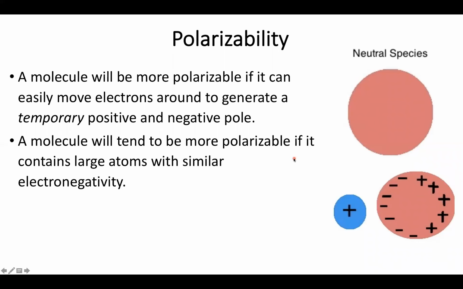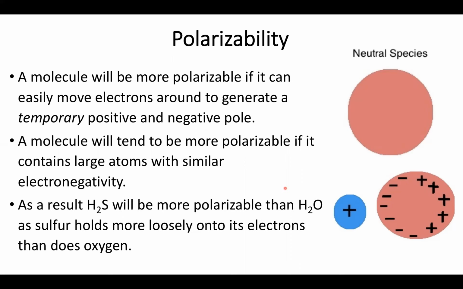So molecules are going to tend to be more polarizable if they contain larger atoms with similar electronegativities. So something like xenon is going to be a lot more polarizable than krypton, than argon, than neon, because again, the xenon is going to be larger. This also holds in molecules themselves. So if I have something like hydrogen sulfide, it is going to be much more polarizable than water.